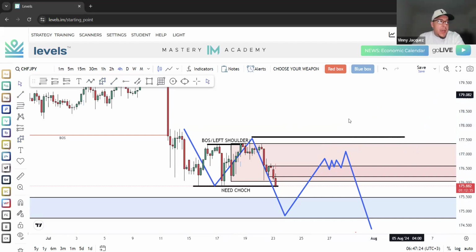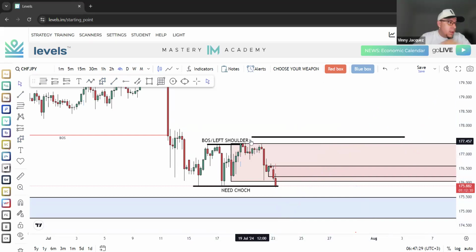And anything with CAD, it consolidates so much. It's just ugly, bro. So you definitely need to see the candle close above the starting point to go in for a sell.